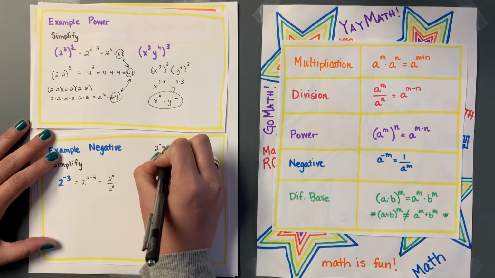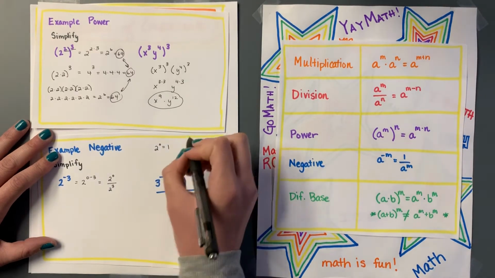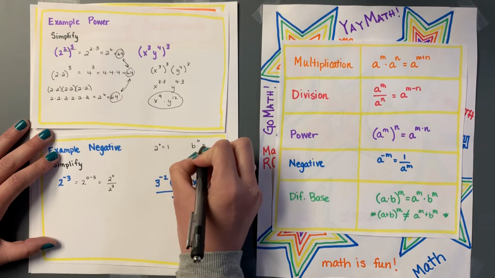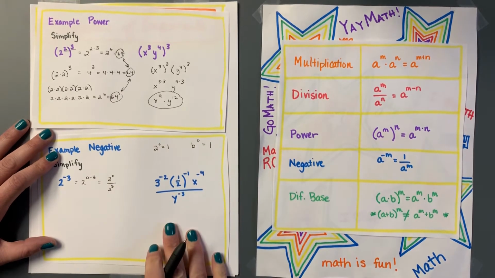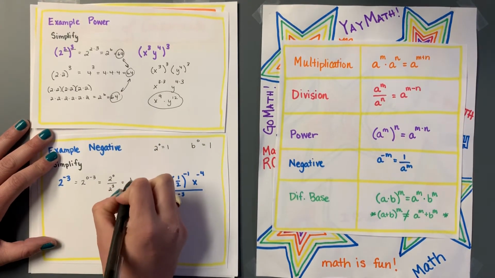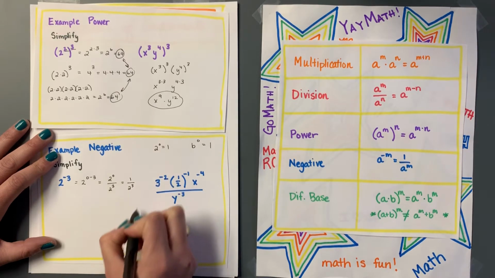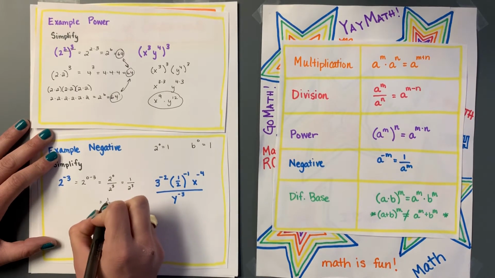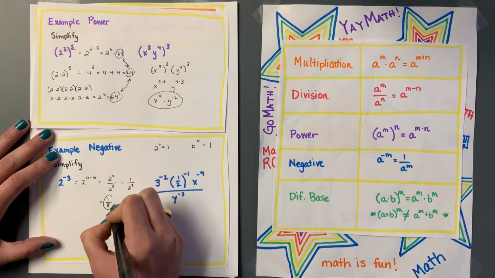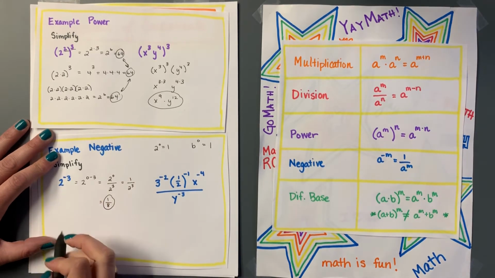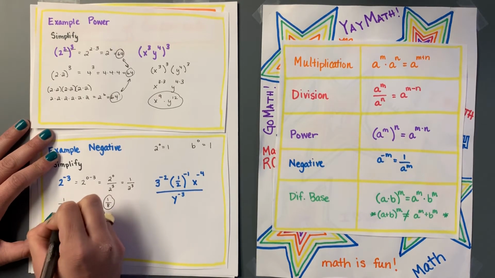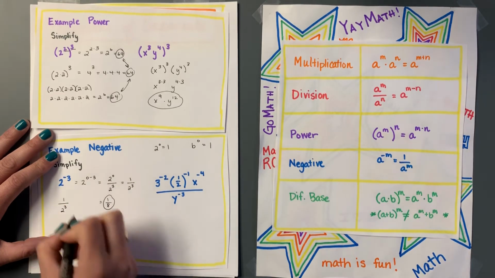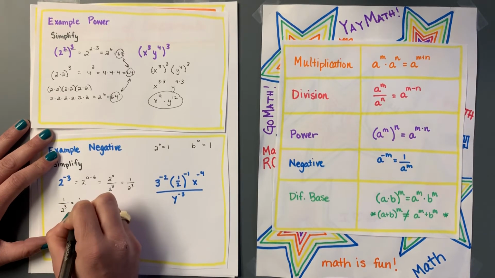2 to the 0 is going to be equal to 1. Anything raised to the 0 is equal to 1. So this is just 1 over 2 cubed, which is 1 over 8. So when I have 2 to the negative 3, I can just rewrite this as 1 over 2 cubed, which is 1 over 8.